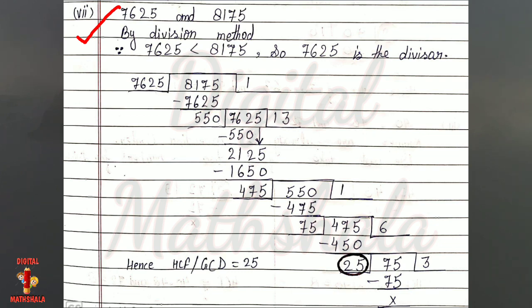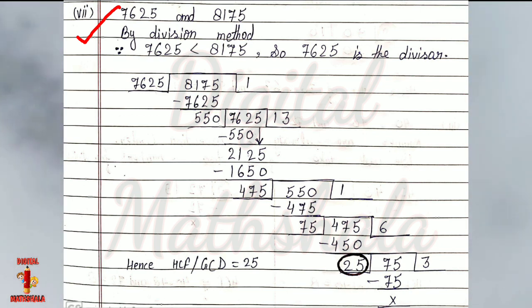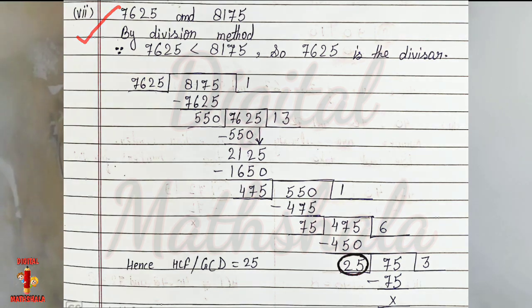In last, we will have 25 as a last divisor, because when we divide 75 by 25, 3 times it will go, and after subtracting we will have remainder 0. So this will be the last divisor. So we can say that last divisor 25 will be the HCF of these two numbers.